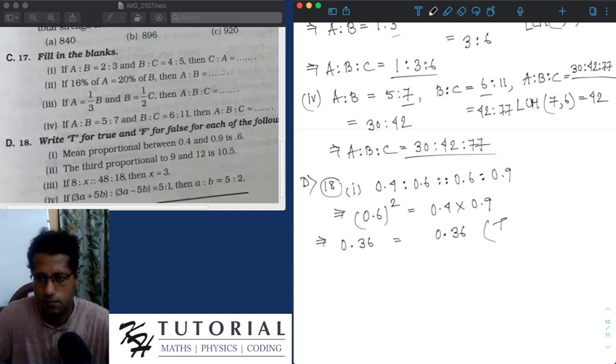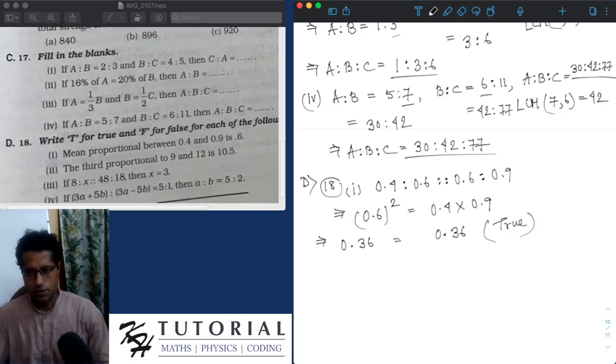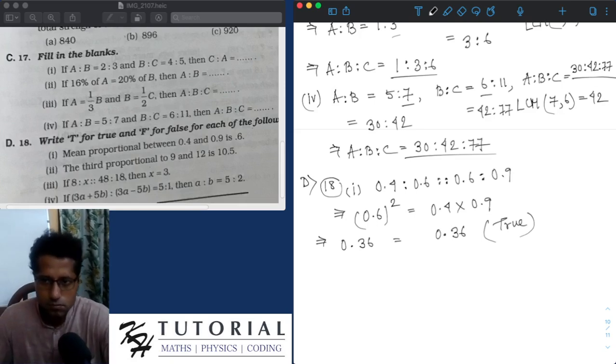So this is a true statement. Both the ratios are the same. So this means that 0.4, 0.6 and 0.9 are in continued proportion. Okay.